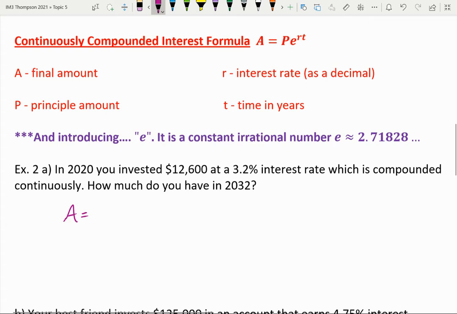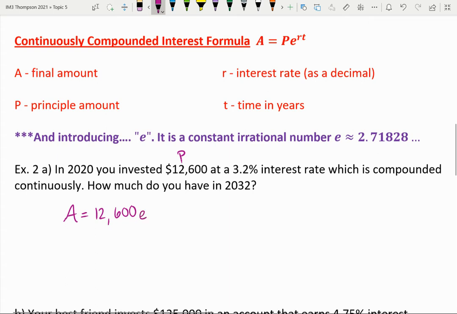If you got stuck, that's okay. I just appreciate you trying. A is the final amount. That's what I'm looking for at the end of 2032. P is the principal. That's the initial amount. That's how much I'm putting into my investment in 2020. Or I guess past tense, how much I did.